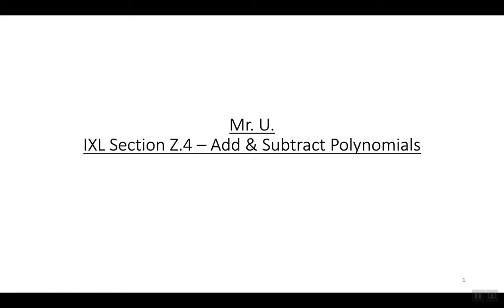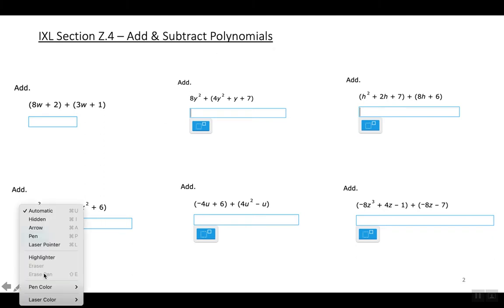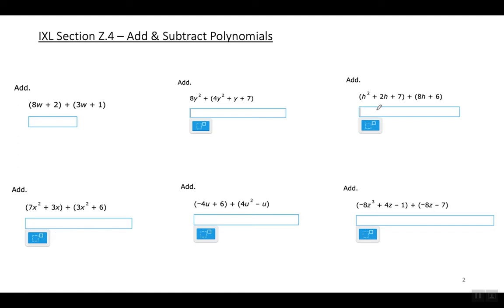IXL section Z.4, add and subtract polynomials. All right, so we've already done IXLs on adding polynomials and on subtracting polynomials. This is just combining them, and it should be very simple. The only ones that are tricky are the ones where you got to subtract. So I'm going to first do easy. The first examples here are super simple.